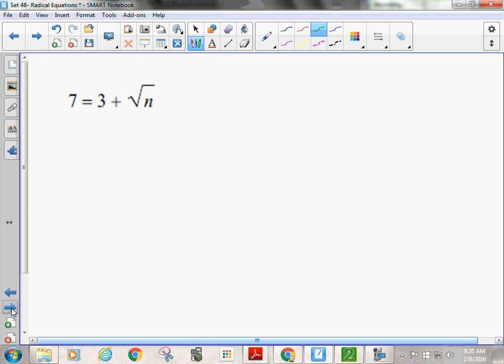All right, let's take a look here. My square root is not isolated. I have that positive 3 there, so I'm going to subtract 3 to both sides. And 7 minus 3 gives me 4 equals the square root of n.